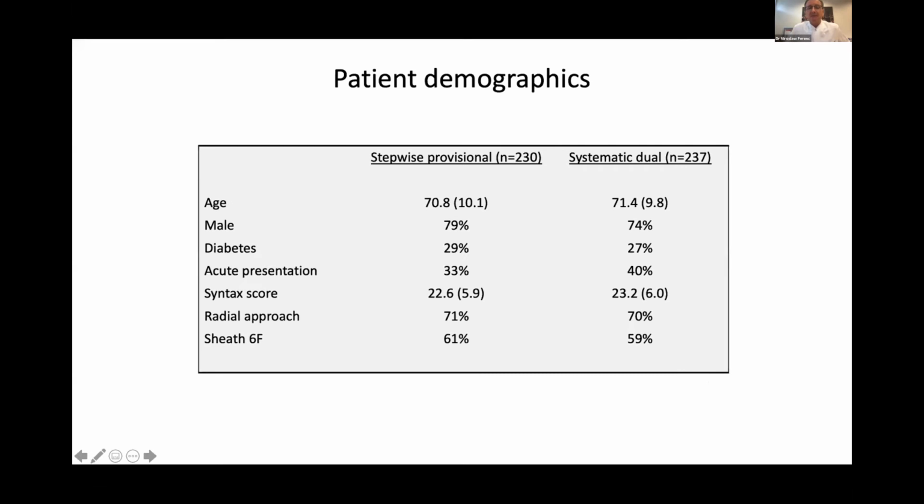As we can see, our patients are getting older and older now. Average age was over 70 years, and diabetes patients around 30%. I would also like to mention acute presentation: unstable angina or non-STEMI acute coronary syndrome was present in one third of patients. The SYNTAX score was around 23 in both study arms. Radial approach was used in 70%, and 6 French sheaths in 60%.